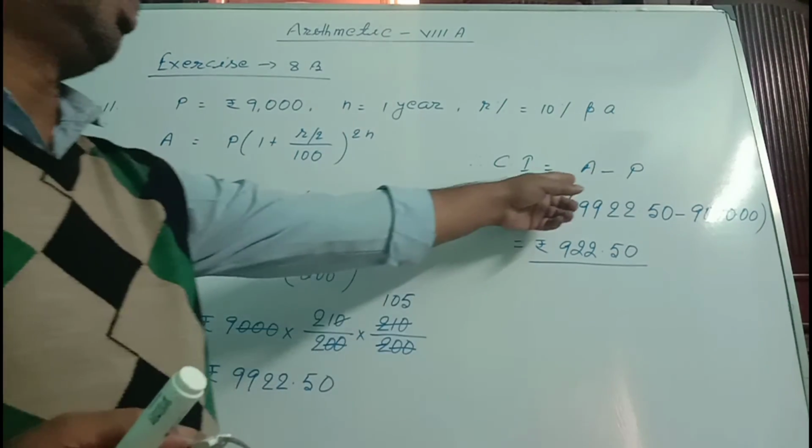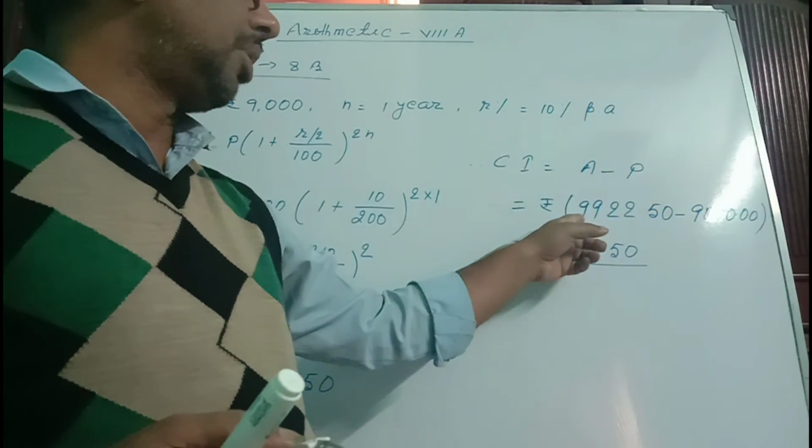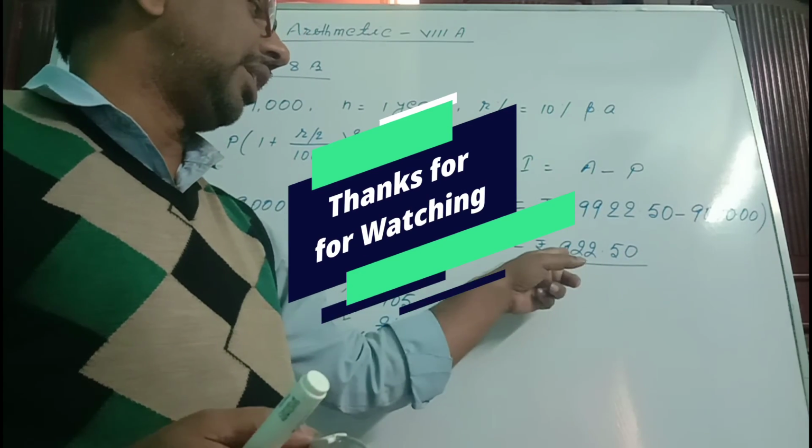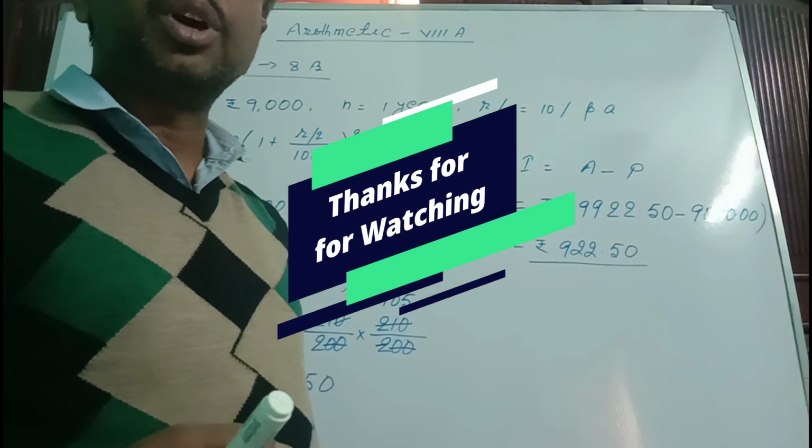Now CI equal to, we know, amount minus principal. Amount is this much, principal is that, subtracted I got rupees 922.50.